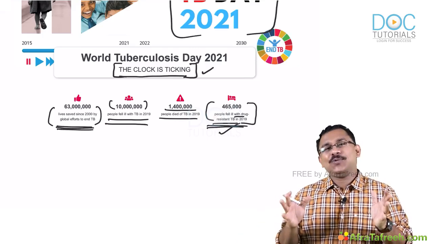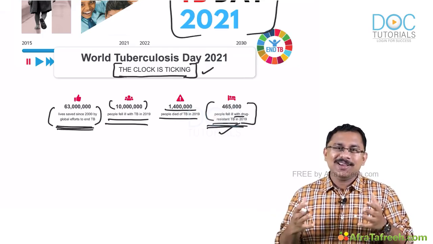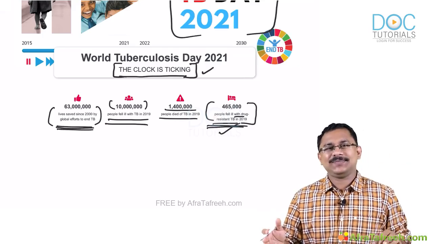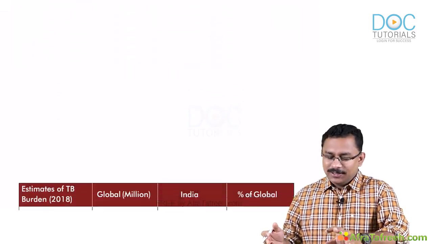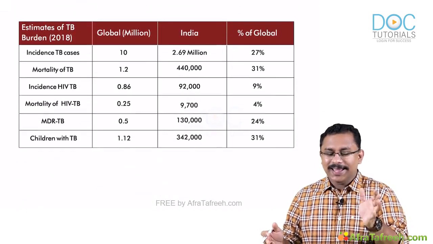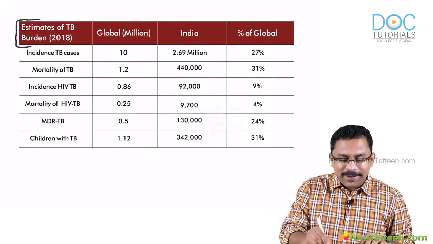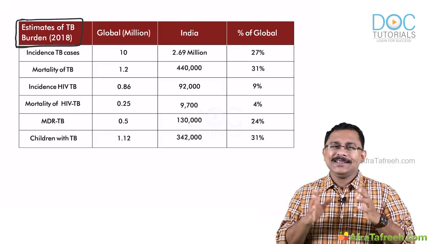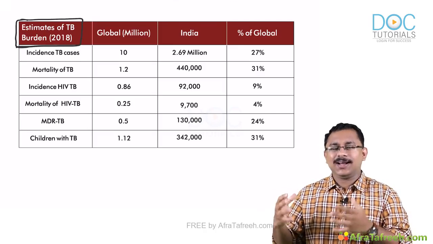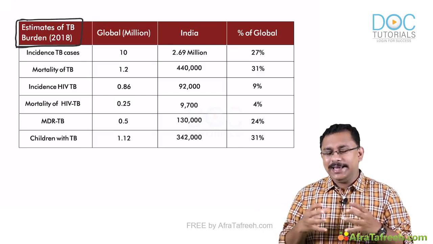So I'm sure that you would have seen these large numbers and understood that this is the global impact. Now let's have a comparison with our country. These are the estimates of tuberculosis burden. This comparison is with respect to the 2018 data, because the survey was done in our country in 2018. So let's make a comparison with the data.